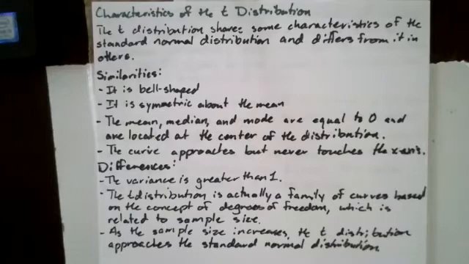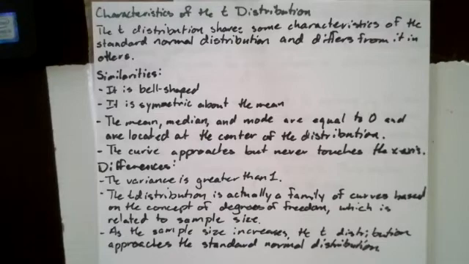Characteristics of the t distribution. The t distribution shares some characteristics of the standard normal distribution and differs from it in others. Similarities: it is bell-shaped, it is symmetric about the mean, the mean, median, and mode are equal to 0 and are located at the center of the distribution, and the curve approaches but never touches the x-axis.